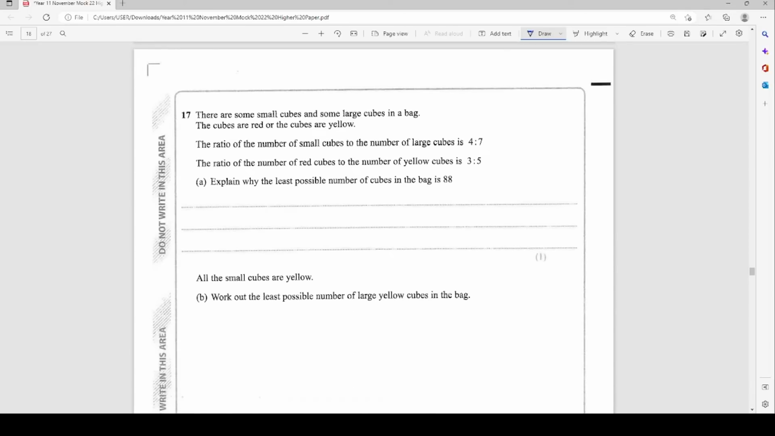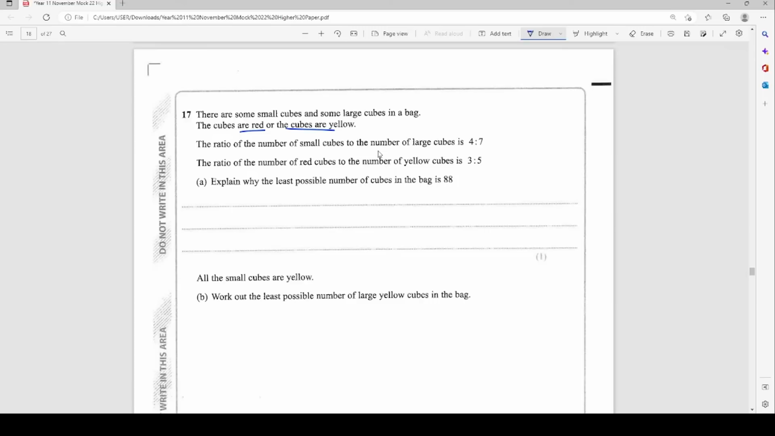Now we are at question number 17. Okay, so there are some small cubes and there are some large cubes in a bag. The cubes are red or the cubes are yellow. The ratio of the number of small cubes to the large cubes is 4:7. The ratio of the number of red cubes to the number of yellow cubes is 3:5. So of course the large cubes can be red or they can be yellow.